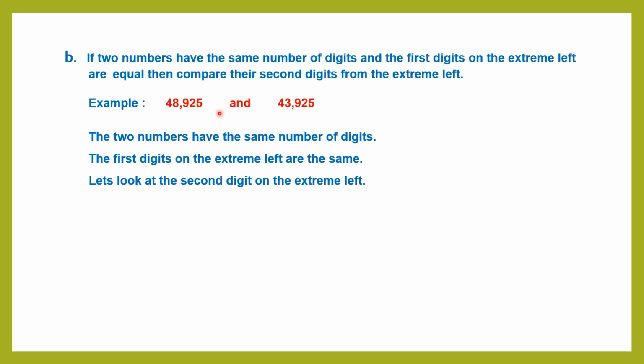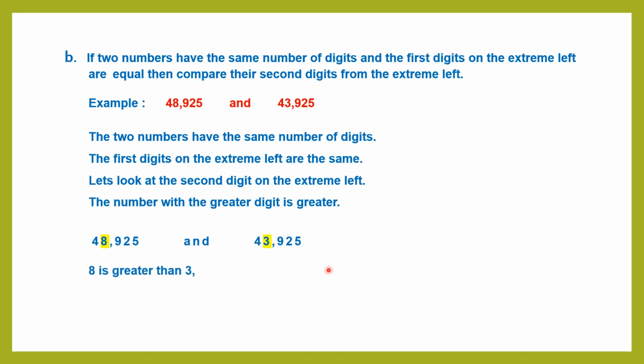So the second digit from the left for both the numbers. The number with the greater digit is greater. So look at the second digit. Here it is 8 and here it is 3. Which is the greater number? 8 is greater than 3. So we say that this number, 48,925, is greater than 43,925.